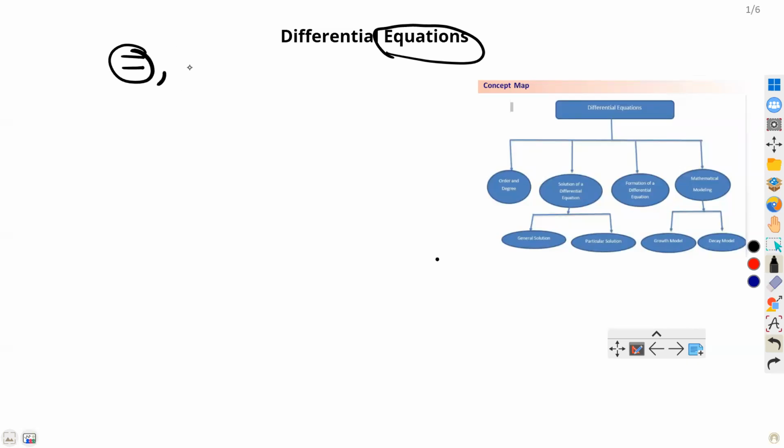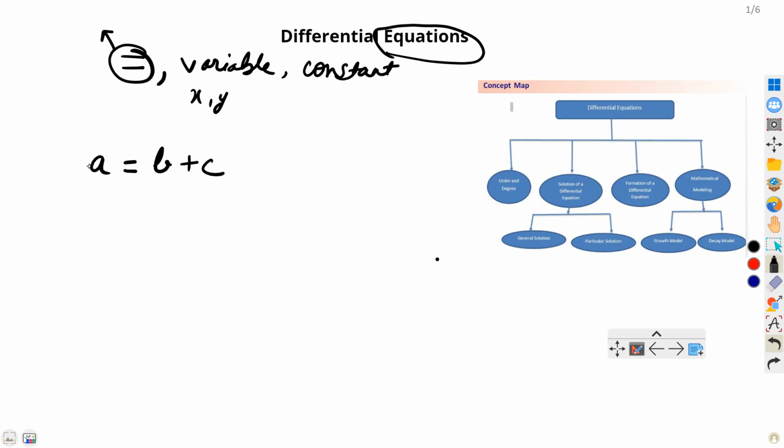With equal to, you can have variables. Variables are those numbers which change their values, like x, y. You can assign any value to x and y. There can be constants. It is not necessary to have constants, but there can be constants, and there can be some other functions like trigonometric functions or whatever. So a simple equation is like that: a equals b plus c.